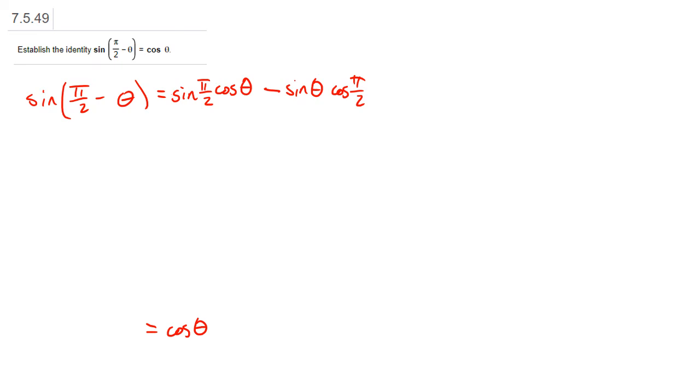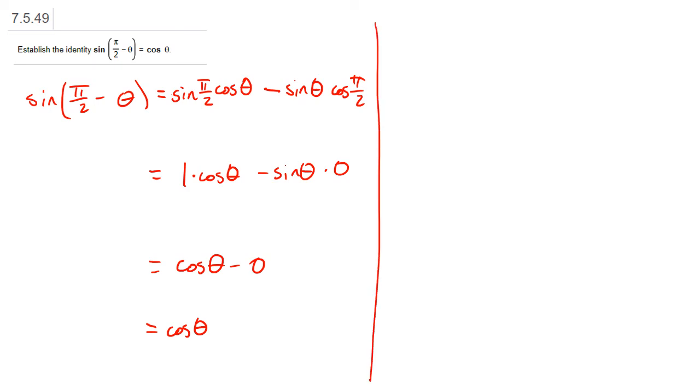At this point, however, there are some known values. The sine of pi over 2 is 1, and the cosine of pi over 2 is 0. So 0 times sine theta, well, I don't know what sine theta is. It doesn't matter. Sine of theta times 0 is definitely going to be 0. So this is just cosine of theta minus 0, aka cosine of theta.